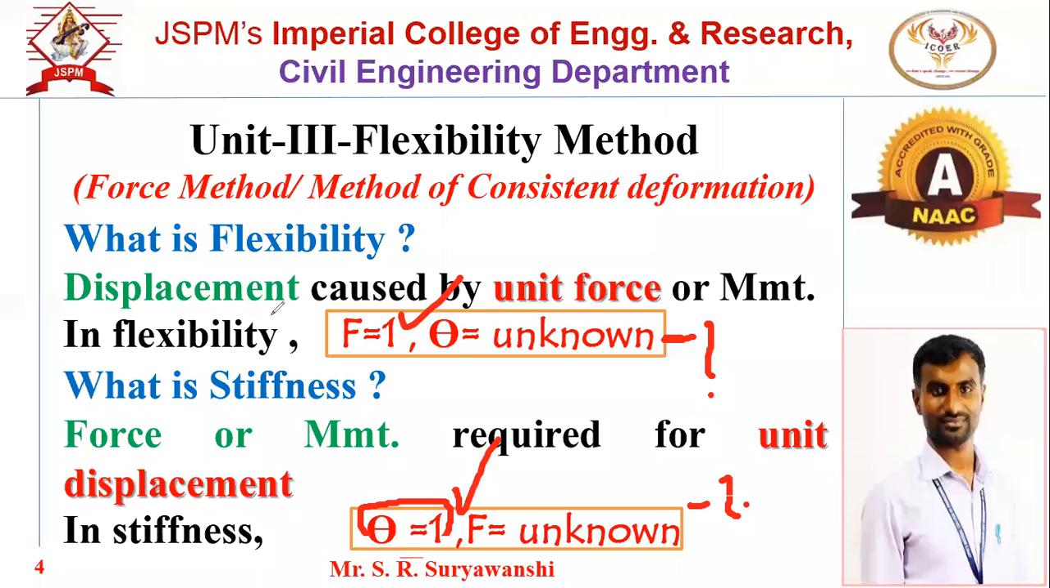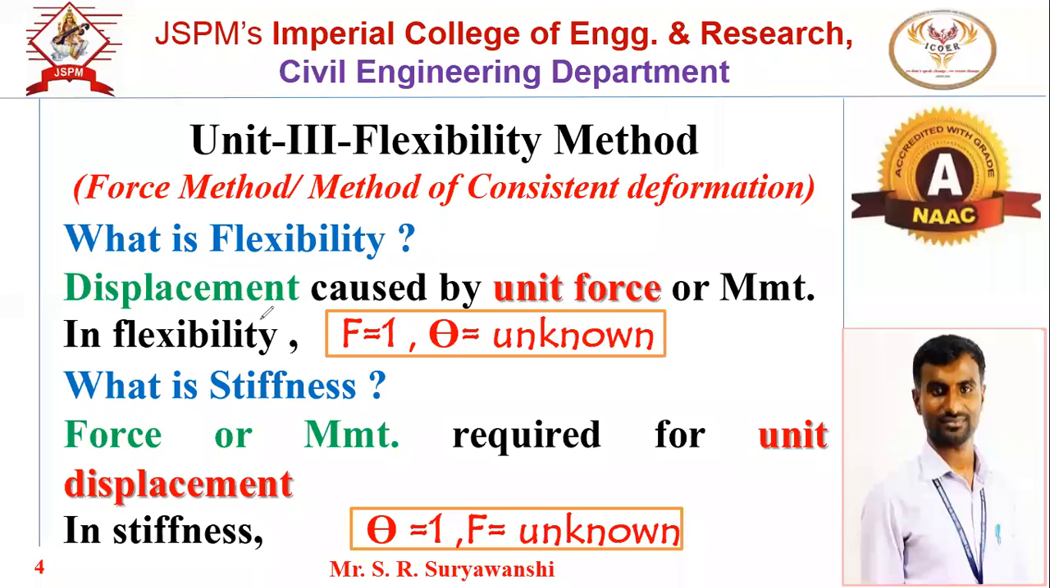That is the difference between flexibility and stiffness. These two concepts are exactly opposite to each other, so flexibility and stiffness are inverse to each other. Flexibility is equal to 1 by stiffness. Stiffness is denoted by K and flexibility is denoted by small f. So flexibility is the inverse of stiffness. These are the basic definitions.